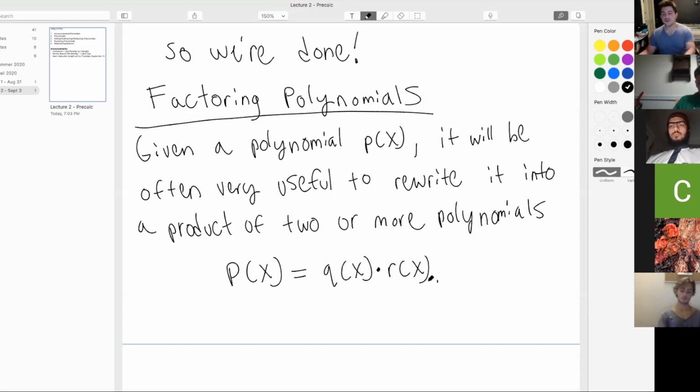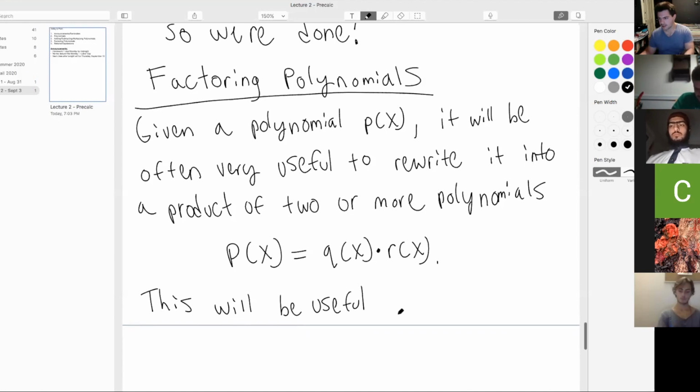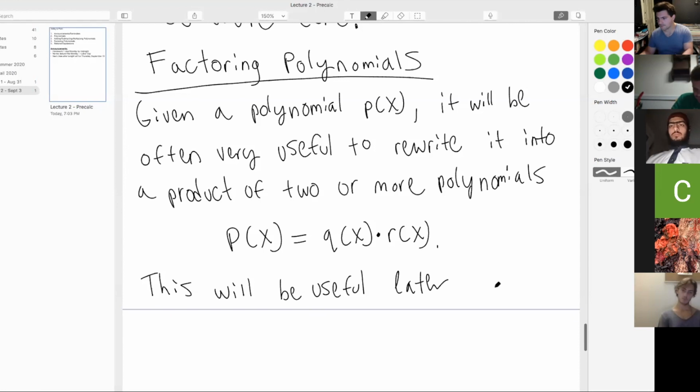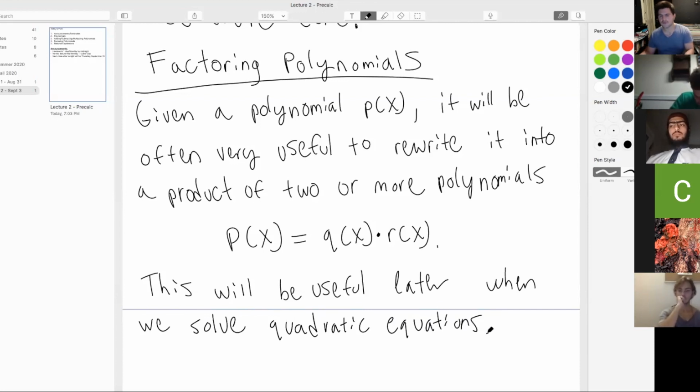So why do we care about factoring? This will be useful later, maybe in 2 or 3 classes from now, when we solve quadratic equations. Of course I will define what a quadratic equation is when we get to that. We don't need to know what it is now.